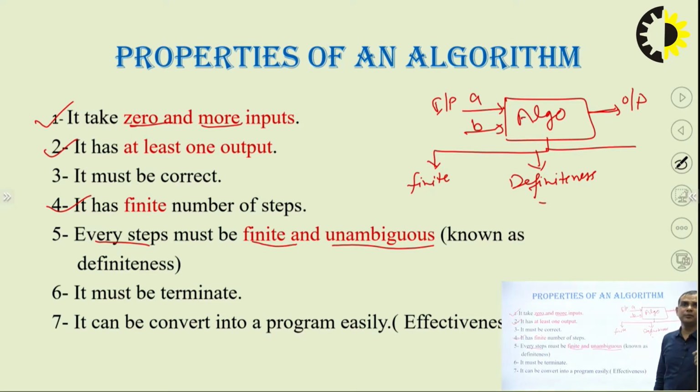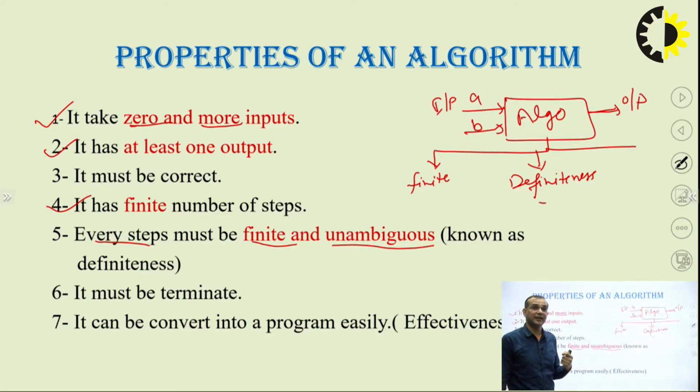Definiteness means when we have to write up a few number of steps, every step must be clear. It should not be that the steps I have written are clear only to me and not clear to others. So every step must be clear.